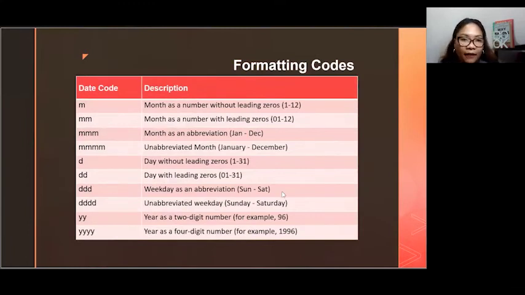Formatting codes again: M, month as a number without leading zeros. MM, month as a number with leading zeros. MMM would be month as an abbreviation: Jan, Feb, March, April. MMMM would be unabbreviated month, January to December. And then same goes for day and for the year.